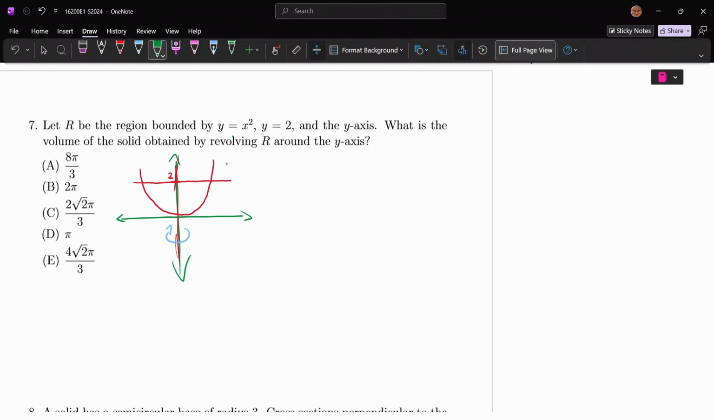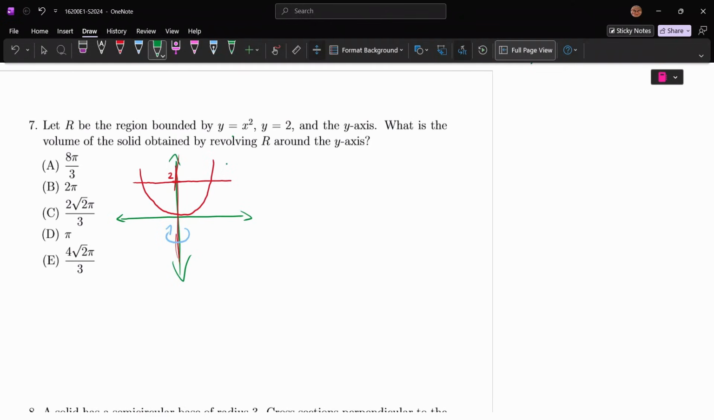And so there are 2 ways that we can go about this. Since this is obviously a disk, washer, or shell method kind of question, you can use either of the approaches. You can get to the right answer using either of the approaches. You just have to make sure that you set up everything properly.